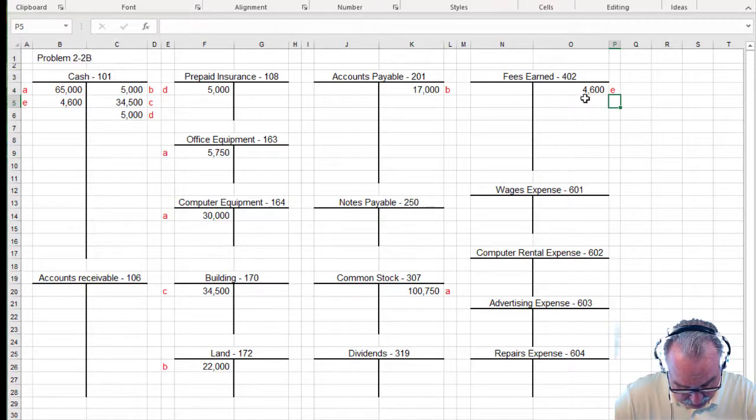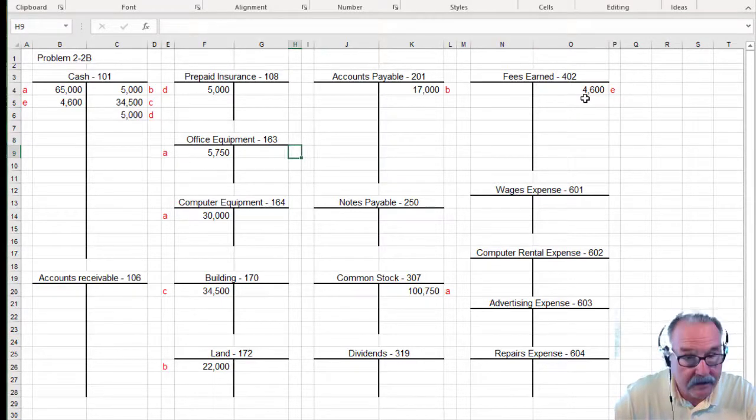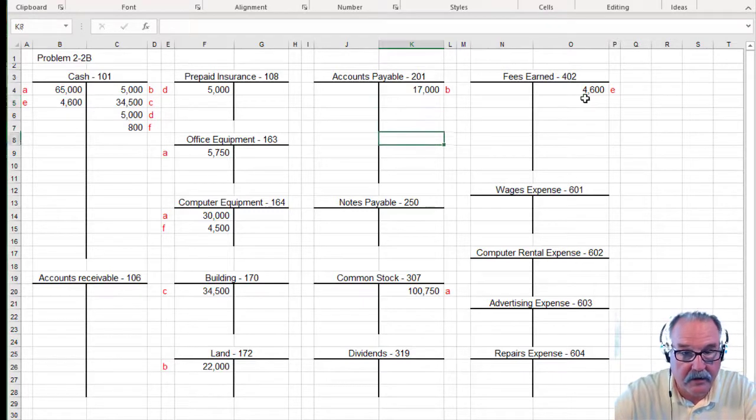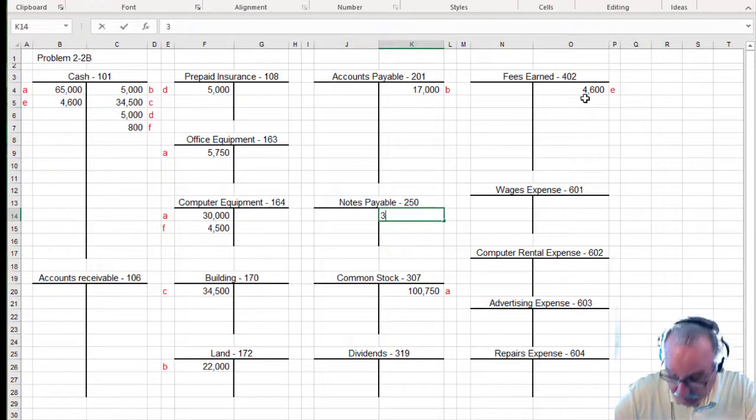We bought some, this is F, computer equipment. We paid $800 in cash and we signed a note for $3,700. The equipment cost us $4,500. Computer equipment. This is transaction F. $4,500 is the debit to computer equipment. We have a credit to cash for $800 and a credit to notes payable. Actually, this is a note for $3,700.